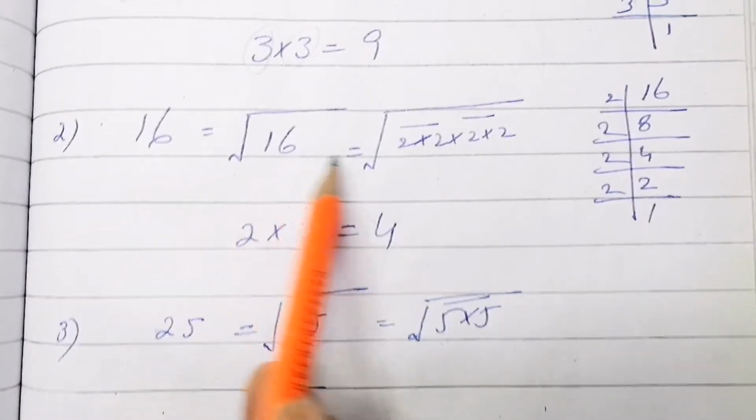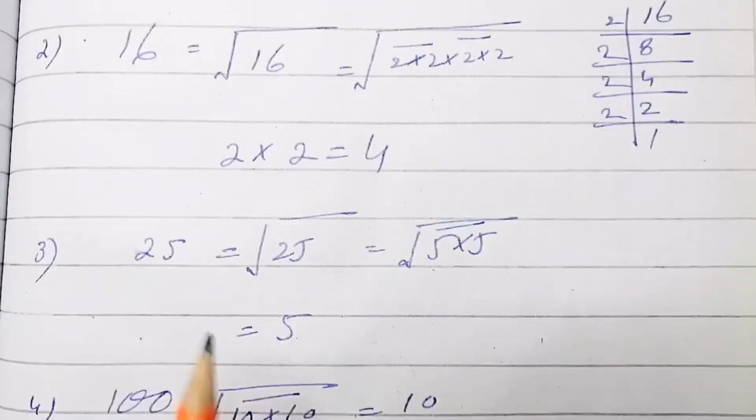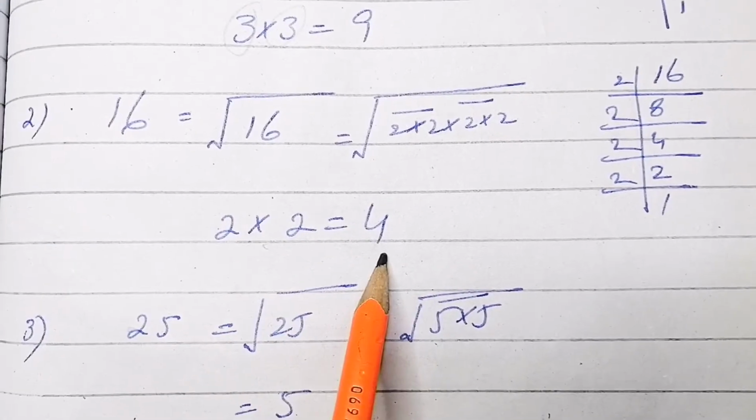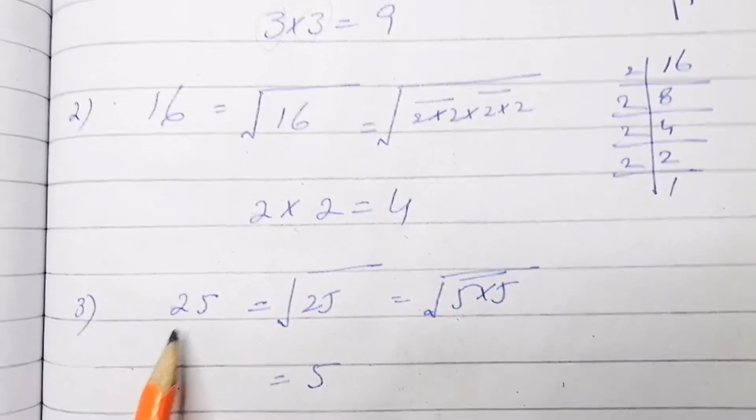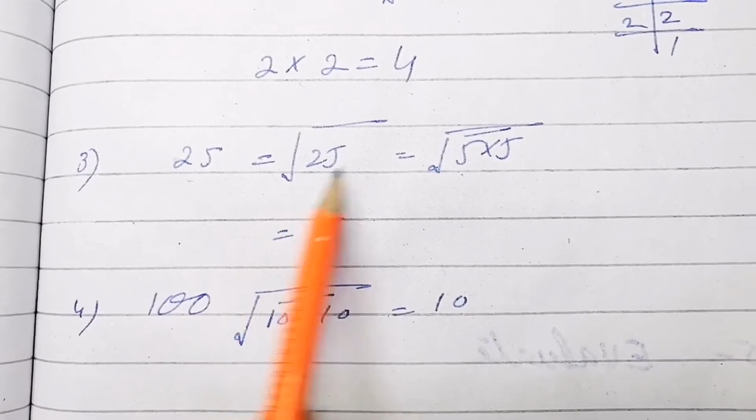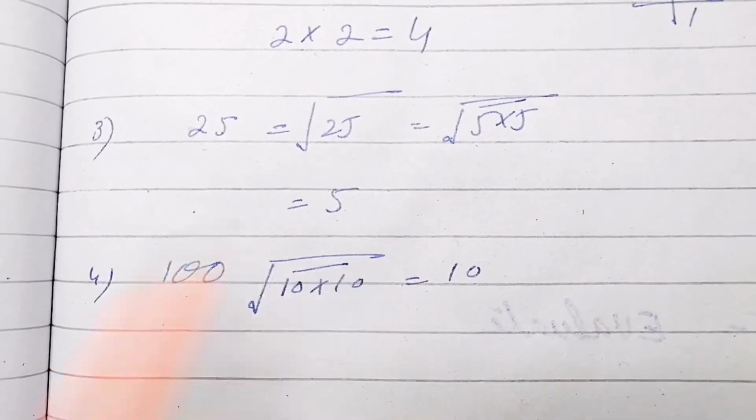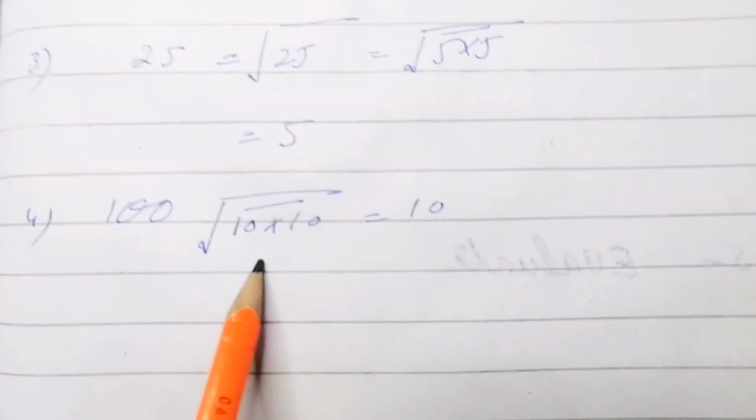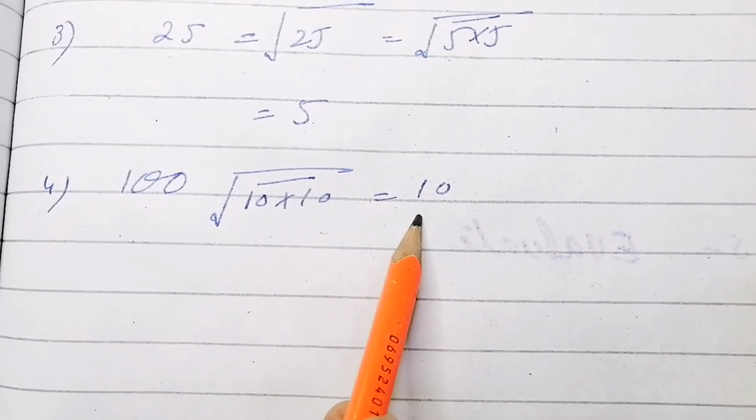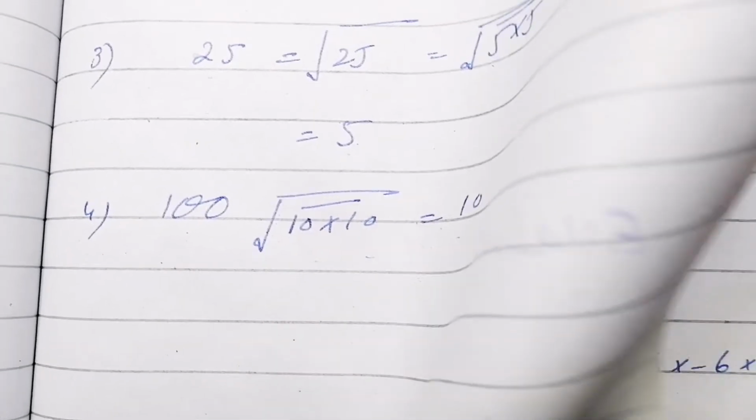Similarly 16 is given, we take factors and then take common, and then 4 is the square root of 16. 25 is given, right? 25 factors and then 5 is the square root. 100 is given, 10 multiply 10 as the factors, so 10 is the square root, right?